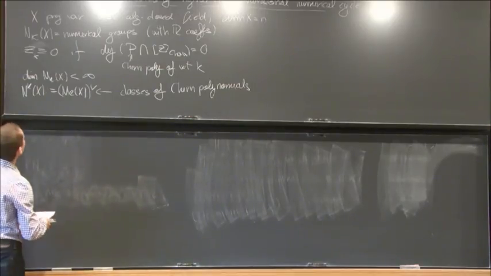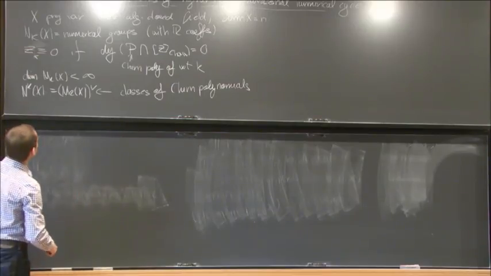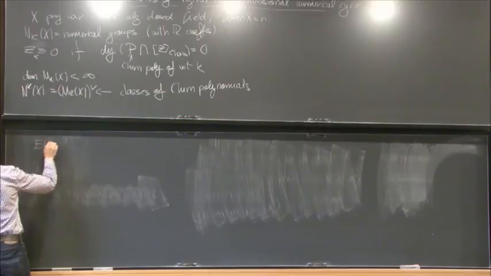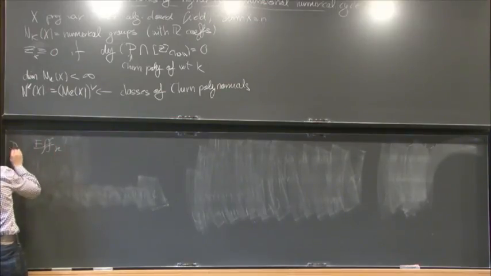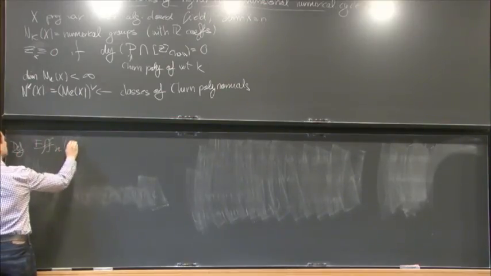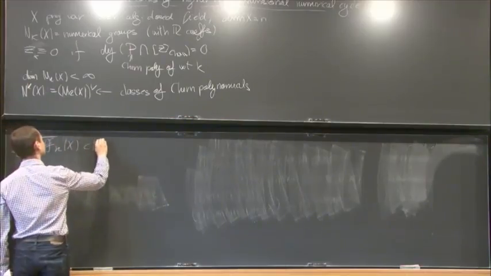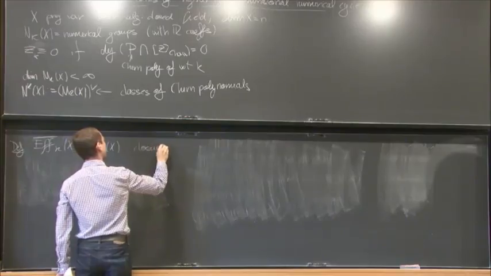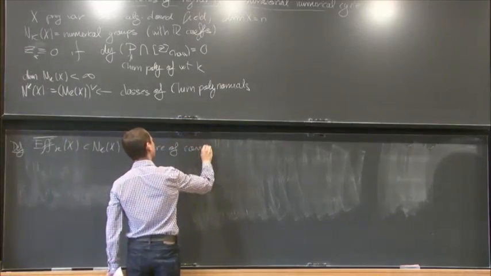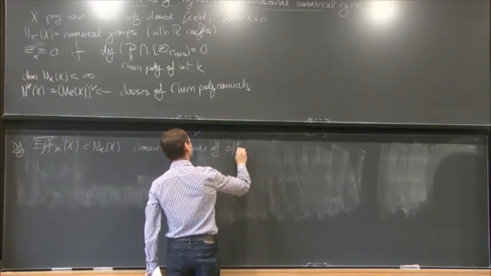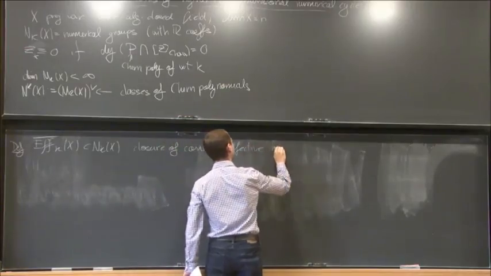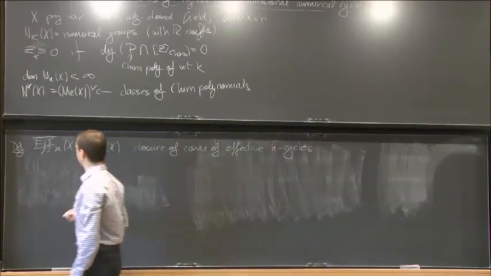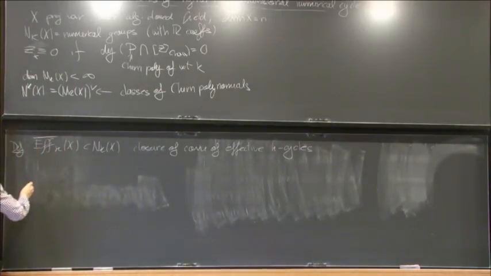So what is positivity? What are positive cones? So inside N_k(X), you can look at the pseudoeffective cone. So this is the closure of the cone of effective k-cycles. And inside the dual vector space, you can look at the dual cone.